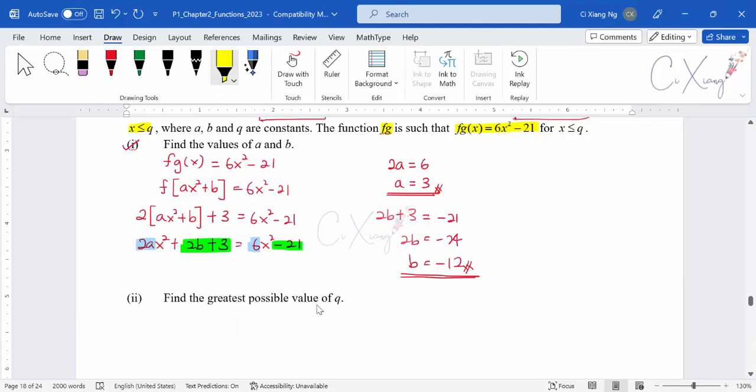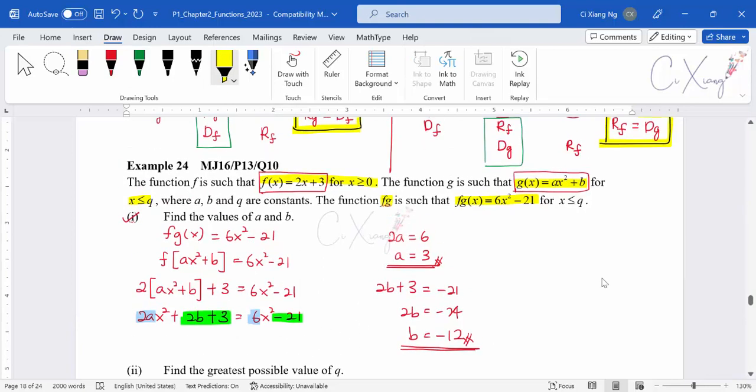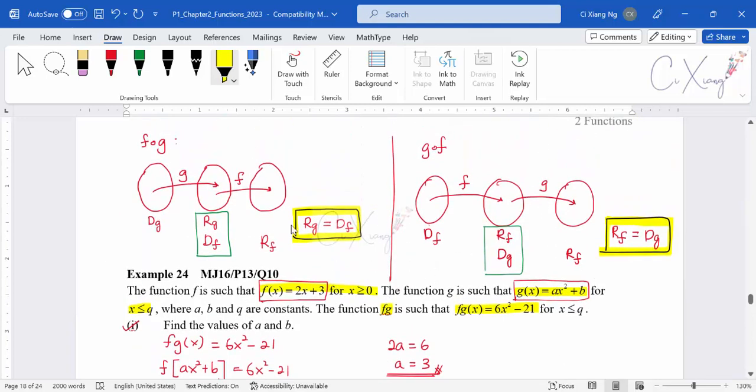So the question is asking for Q, and we need to know where the Q actually is. When you observe the question, the Q appears in the domain of Gx and also in the domain of fgx. To solve a question related to composite functions, fgx is a composite function, right? And Q is the domain of the composite function or the domain of Gx. Basically, you need to use the concept that we mentioned just now.